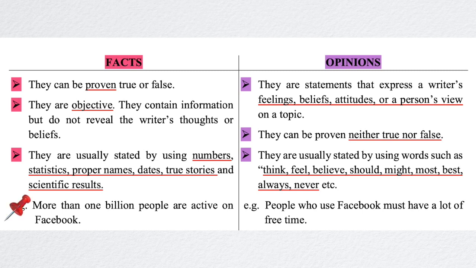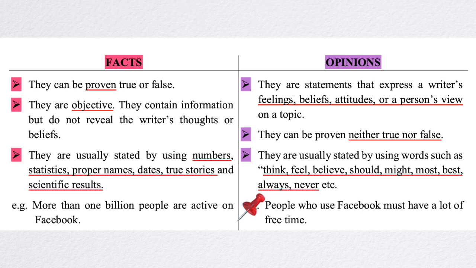Let's take a look at the example. More than 1 billion people are active on Facebook. This is a fact, as it can be proven by looking at Facebook's newsroom. On the other hand, an opinion refers to a personal belief. It relates to how someone feels about something. Others may agree or disagree with an opinion, but they cannot prove or disprove it. And opinions are usually stated by using words such as think, feel, believe, should, might, most, best, always, and never.